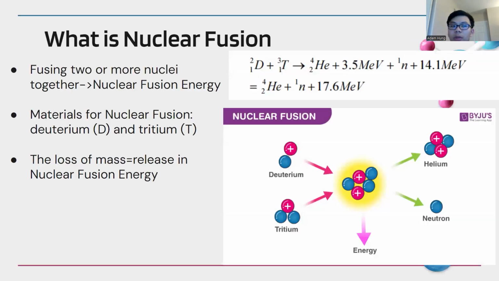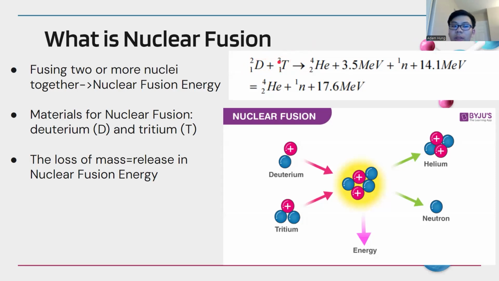So what is nuclear fusion? Nuclear fusion is energy generated by fusing two or more nuclei together. The materials needed for this process are deuterium, which is shown here as D, which is the second isotope of hydrogen, and tritium, shown here as T, which is the third isotope of hydrogen.